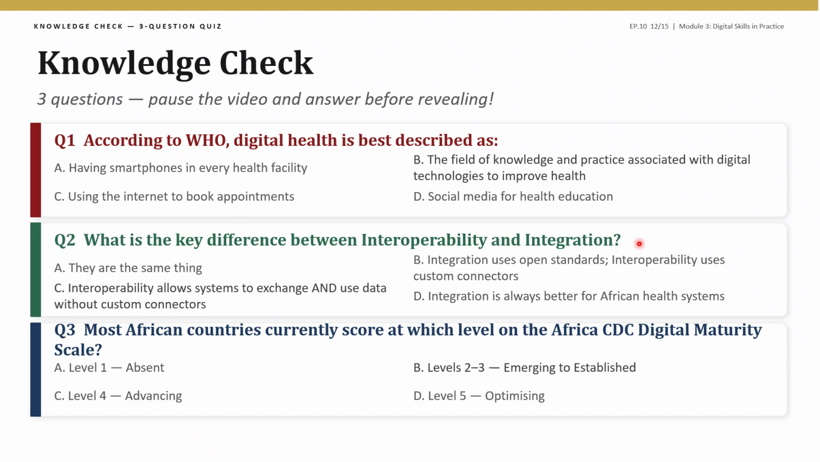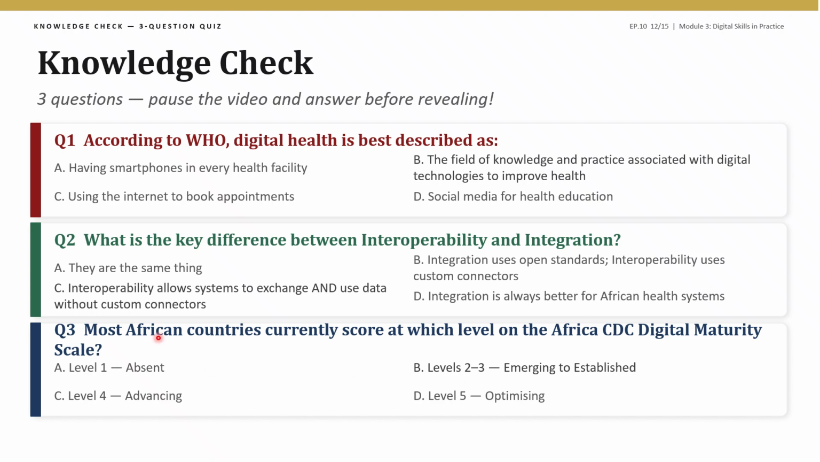Question 2. What is the key difference between interoperability and integration? A. They are the same thing. B. Integration uses open standards. Interoperability uses custom connectors. C. Interoperability allows systems to exchange and use data without custom connectors. D. Integration is always better for African systems.